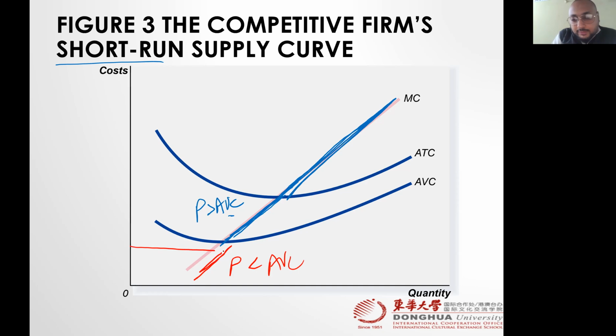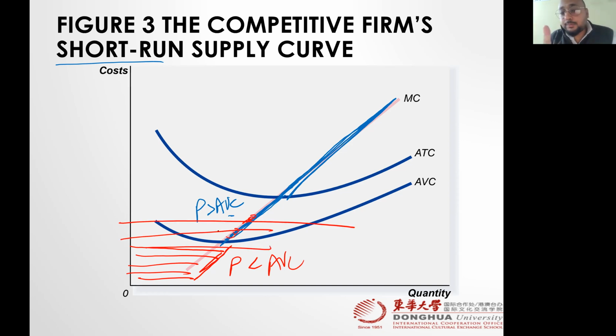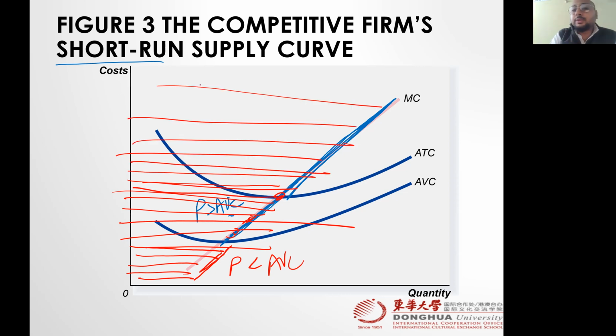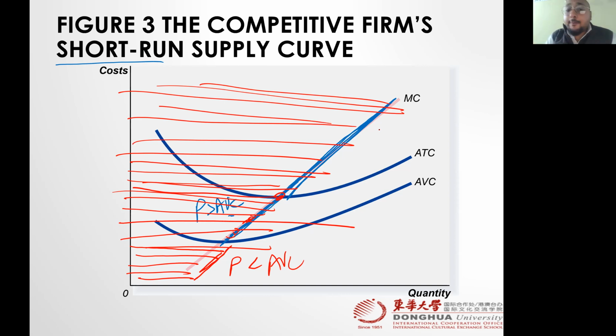If price is here, you shut down. If the price is here, you don't shut down. You're still producing. All right? Maybe you are having a loss, it's okay. But here you started. That part of MC which lies above average variable cost, from here onward, is your short run supply curve.